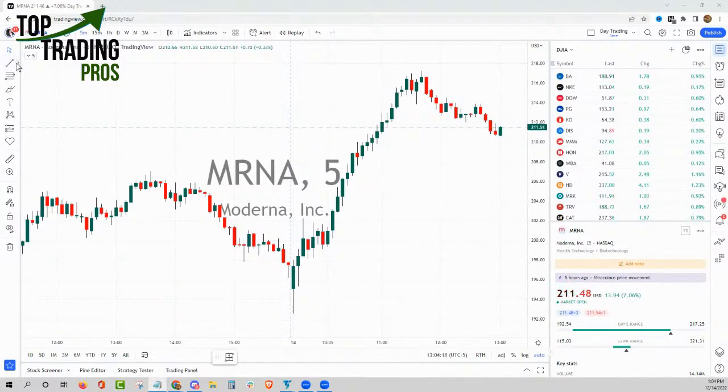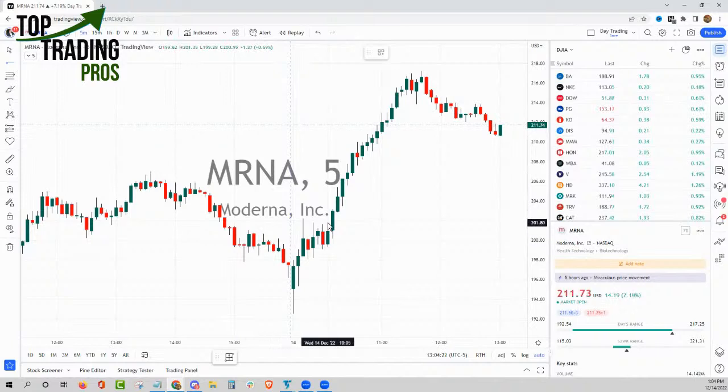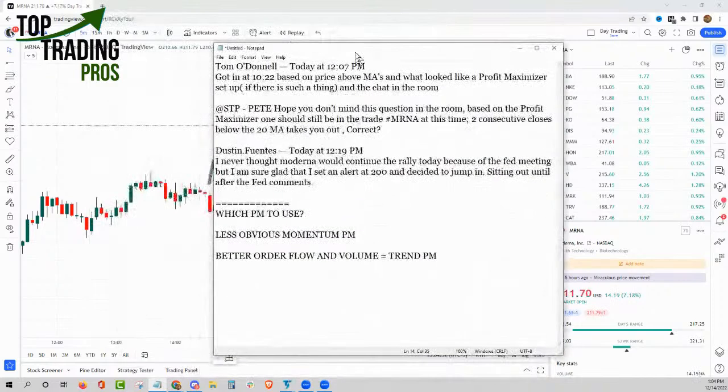So Tom is actually talking about getting involved, he said, at 10:20, which is about as perfect of a time as you could possibly get. So somewhere in this window over here, getting involved, right? So let's just put that in there. Got in at 10:22 based on the moving averages, what looked like a profit maximizer setup, and in the chat room.